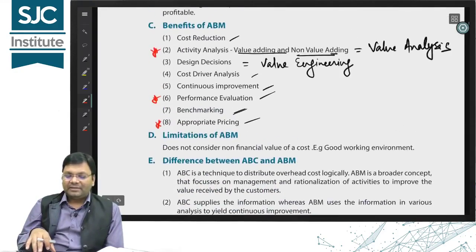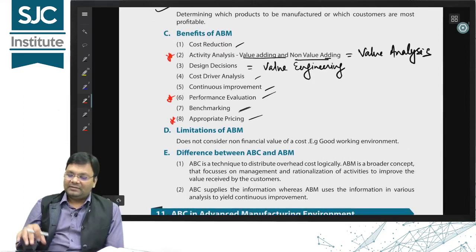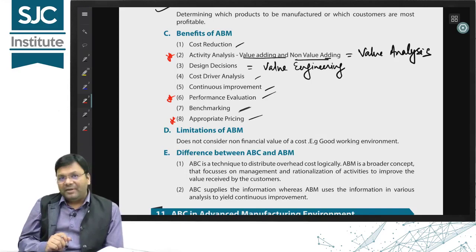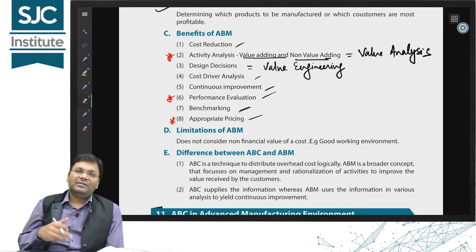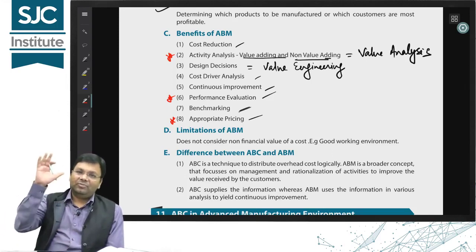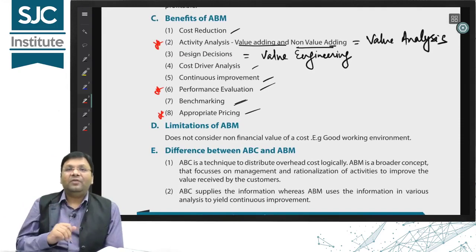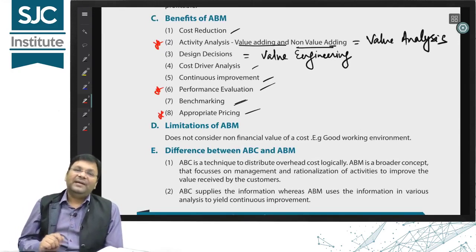Now there is some limitation of ABM. What is the limitation? See, sometimes some activities can be non-value adding in the eyes of management, but in the eyes of employees it might be value adding, in the eyes of customers it might be value adding, or maybe other stakeholders, like society, the local community of your company's geographical location, give much value to it. So sometimes ABM ignores such value addition done by an activity.